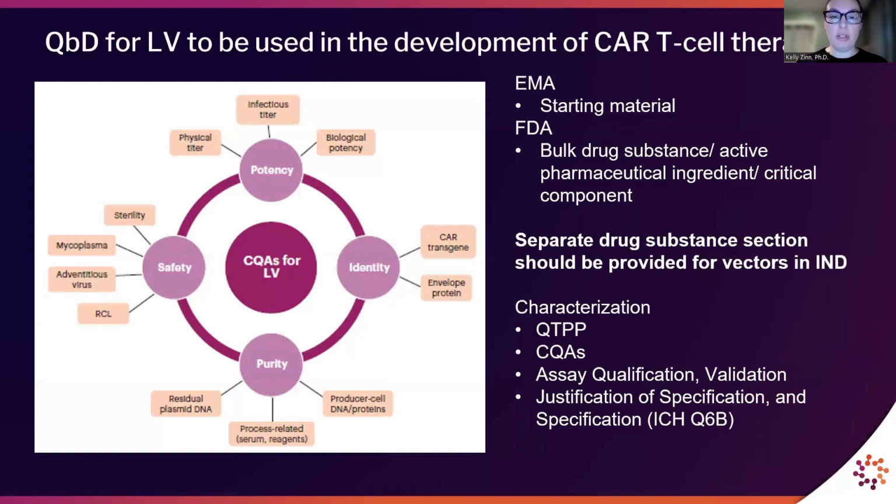So in the next couple of slides, I'll give an example of a typical lentiviral vector release specification and talk about some of the concerns, considerations, references, and regulatory guidance that you can use to determine acceptance criteria.